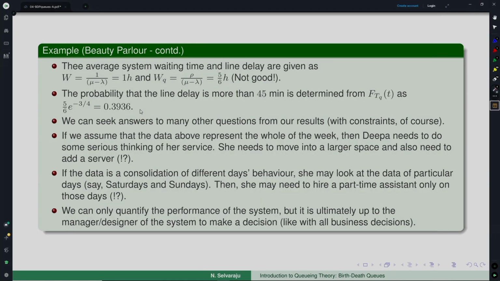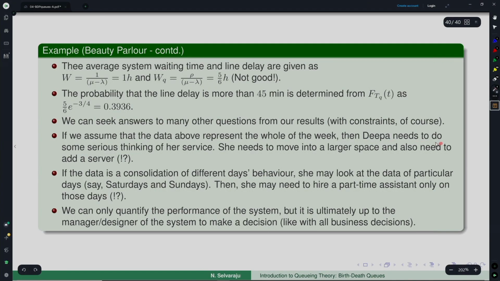Now, suppose the same data represents the whole week, all 7 days of data put together, and it gives you this particular result. Then the inference, again subjective, could be that Deepa needs to do some serious thinking about her service if she wants to make improvements. Either she needs to move into a larger space for people to get seats, because 40% of the people will stand, not even able to sit. So, she needs to put in more chairs and also add a server, because people are waiting longer.